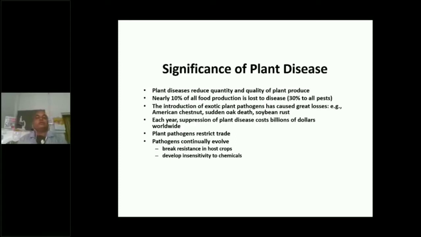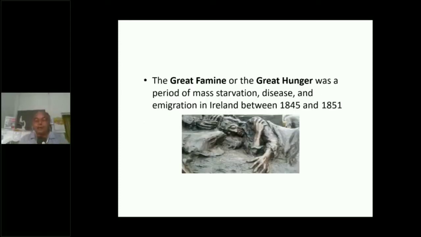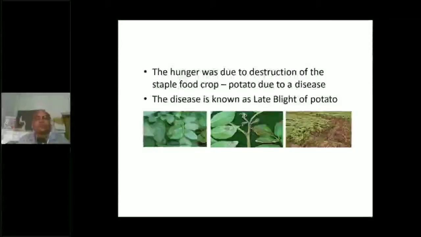This is the great Irish famine, which occurred in the 1845 and 50s. This Irish famine is responsible for the birth of the discipline. It shows how a disease can change the economy of any particular country. The Irish famine happened because of a potato disease called late blight of potato, caused by the very devastating Phytophthora.